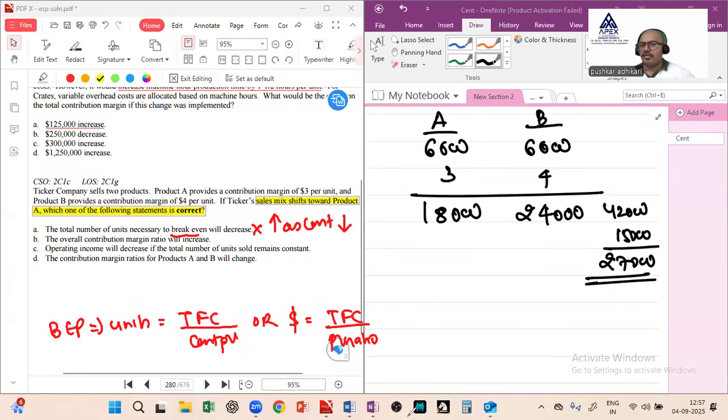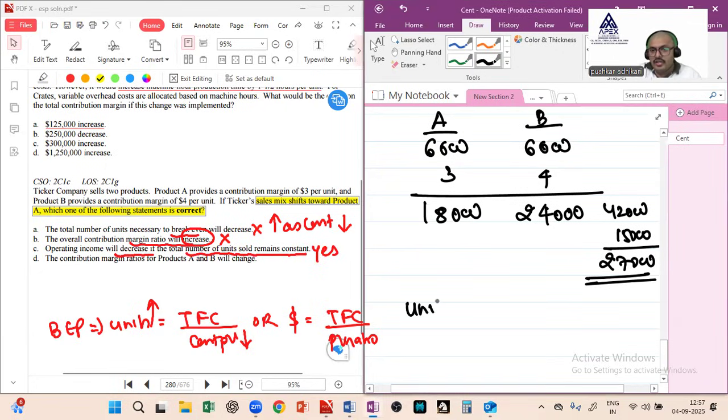Now, these are the two formulae. Now, I am saying that contribution per unit will fall. Obviously, the fraction is going to increase. It's basic arithmetic. The overall contribution margin ratio will increase. No, it will decrease. It will decrease because the contribution is falling. The operating income will decrease if the total number of units sold remains constant. Yes. What has happened over here?